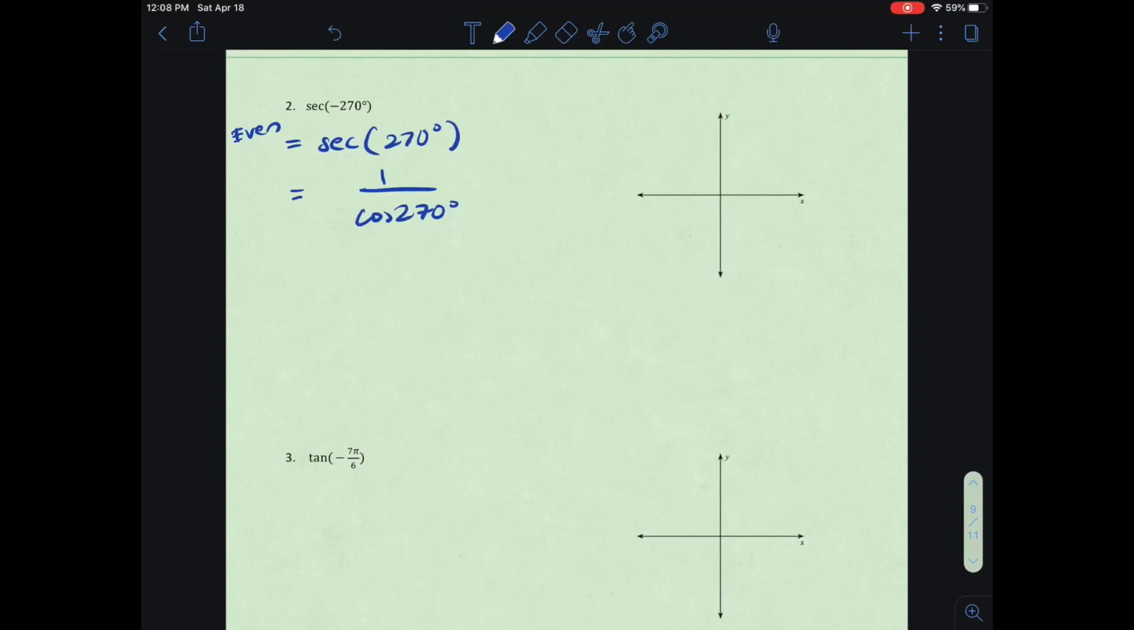And the way you can find cosine of 270 degrees is you can look at the unit circle. And if you were to draw 270 degrees in standard position, you would look at the point that corresponds to that angle, that point being 0, negative 1. And if you remember, cosine corresponds to the x coordinate. And so what this tells me then, I get 1 over 0, which is undefined.